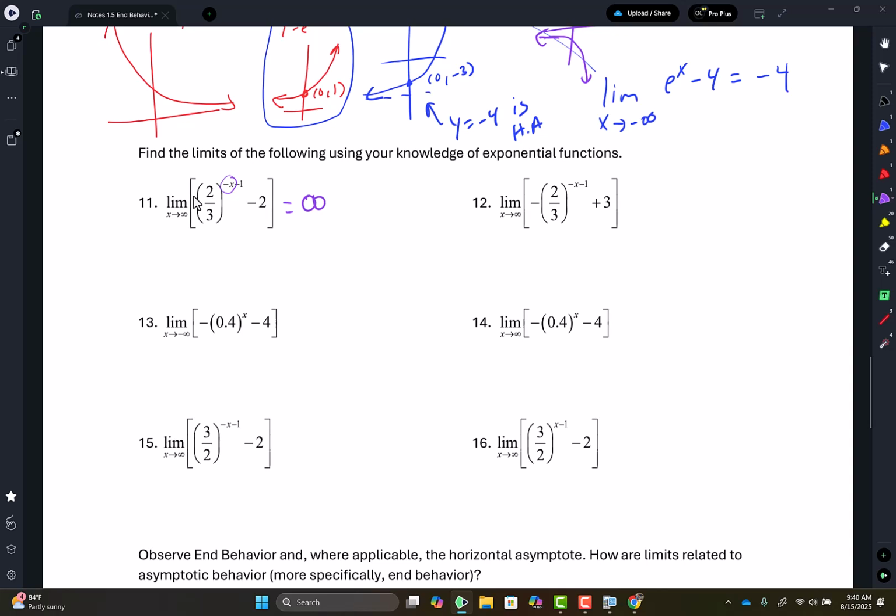Okay, think about a decimal. Let me give you the decimal. 0.5. 0.5 squared is 0.25. Well, 0.25 is smaller than 0.5. 0.5 to the 0 is 1. 0.5 to the 1 is 0.5. 0.5 to the 2 is 0.25. 0.5 to the 3 is 0.125. Look what's happening. It's just getting smaller and smaller.